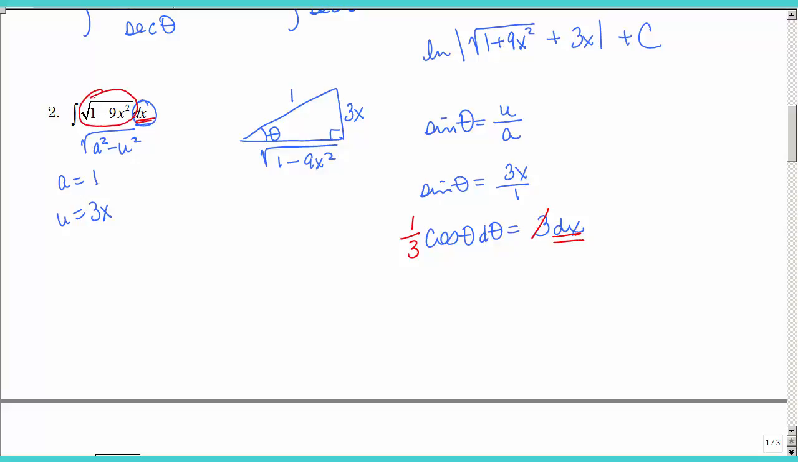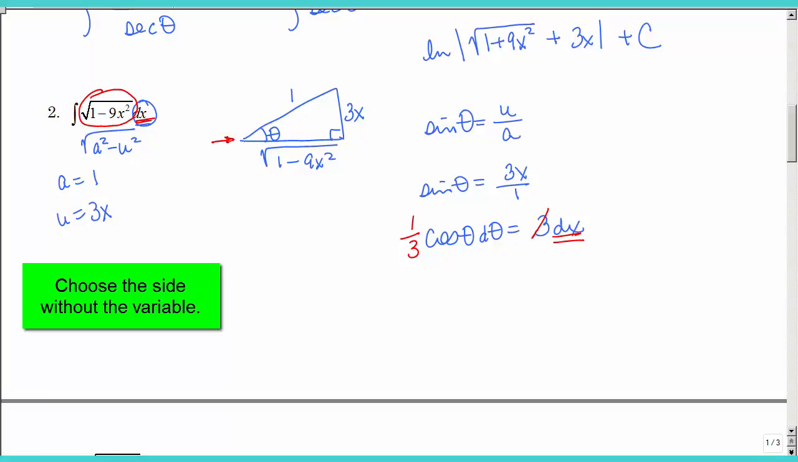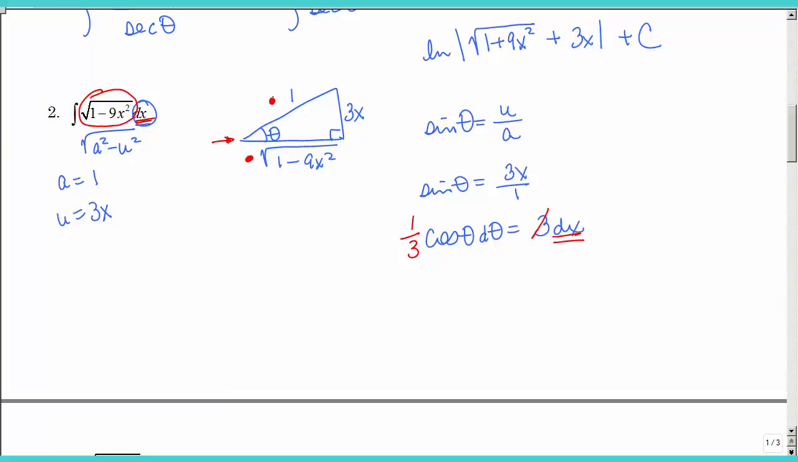The only other part I need is the square root. So I go to my triangle and I go, okay, that side has that square root. Then I pick the other side that doesn't have a variable. And I say, what trig function involves hypotenuse and adjacent? So yes, I could use secant like I did last time, but I have sines and cosines this time, so I'm going to choose cosine. So from the triangle, I know cosine is adjacent over hypotenuse. So I know this is equal to cosine, and I know my dx is equal to 1/3 cosine theta d theta. Now I can make my substitutions.